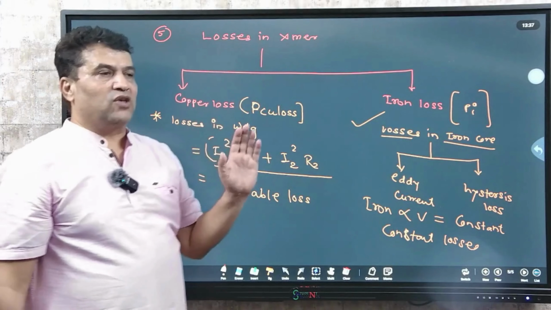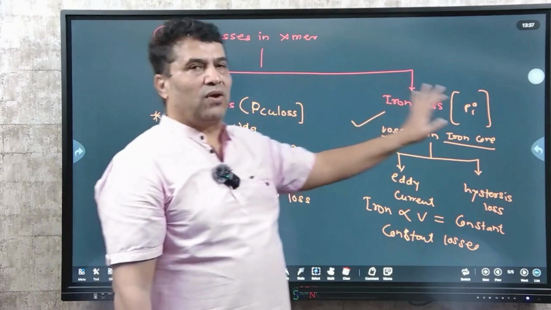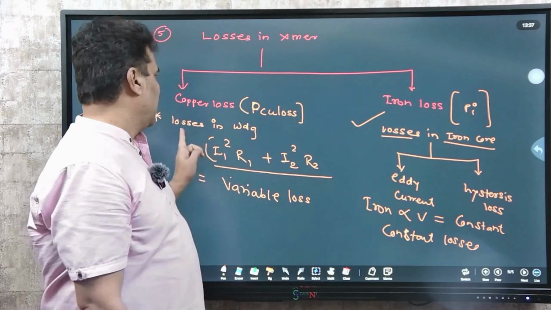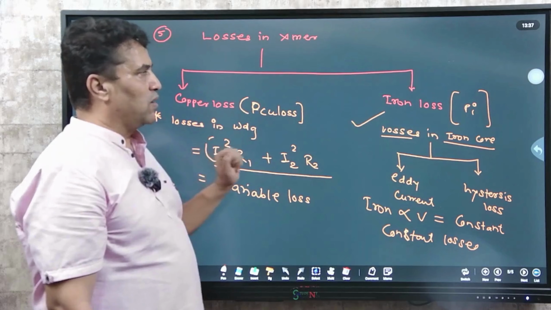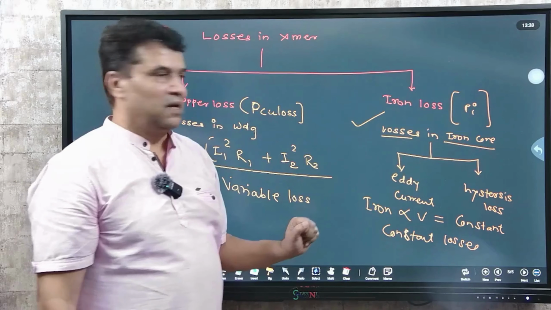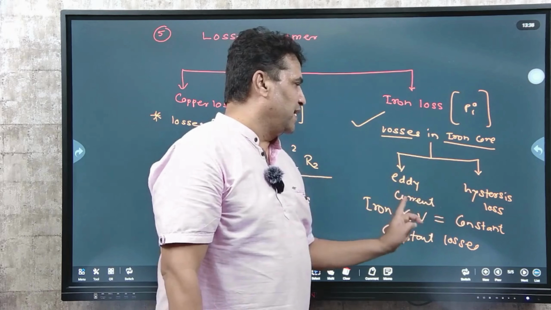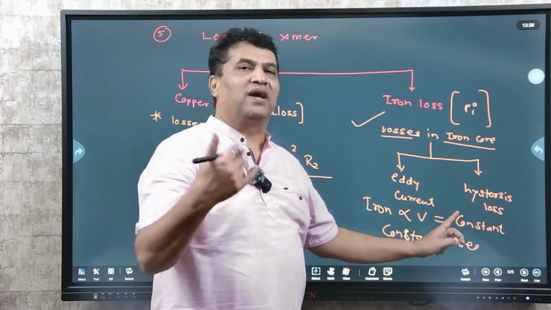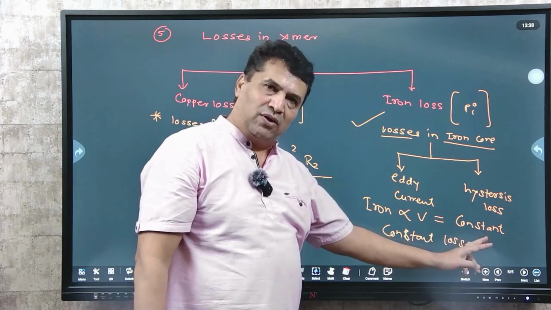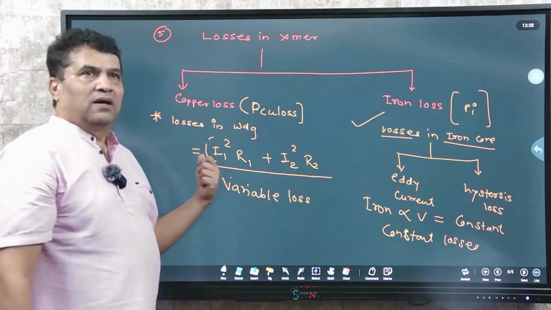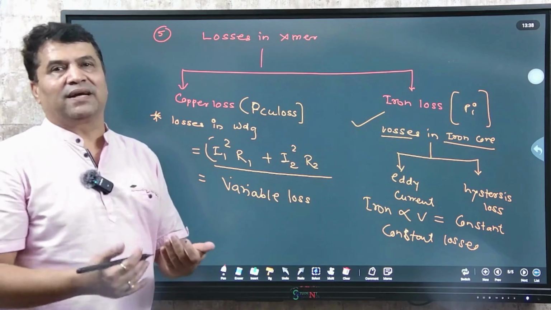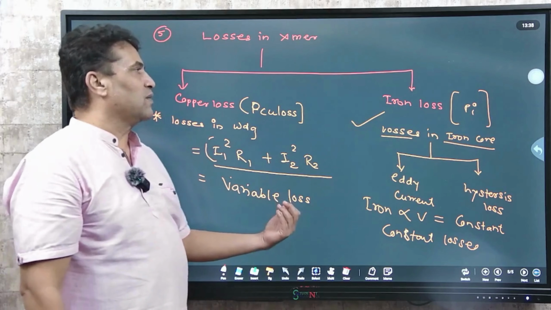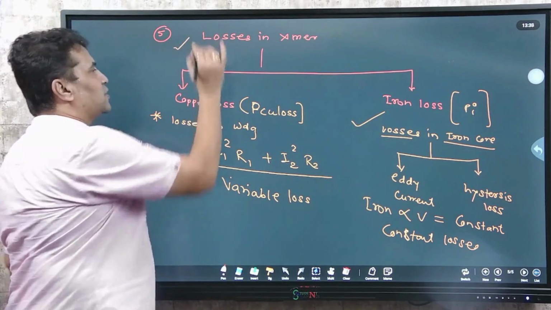In transformer there are two losses that take place. One is called copper loss, another is called iron loss. Copper loss is denoted by PCU, iron loss is denoted by PI. Losses in winding are always called copper loss, and losses in iron core are called iron loss. Iron loss gets classified into two parts, eddy current and hysteresis loss. Eddy current and hysteresis loss are always proportional to the flux density. Flux density depends on the voltage. That's why these losses remain constant, known as constant losses, while copper loss is proportional to the current, that is primary current as well as secondary current, and current is variable from no load to full load, and that's why these losses are called variable losses. So for 4 marks you have to explain this answer.